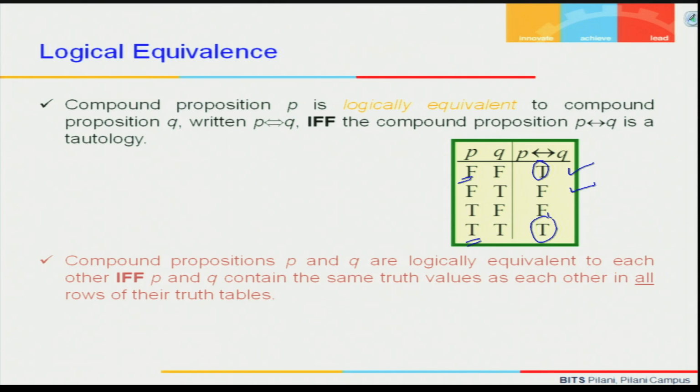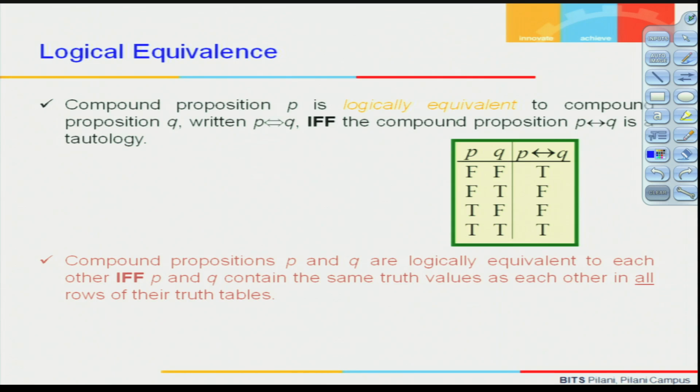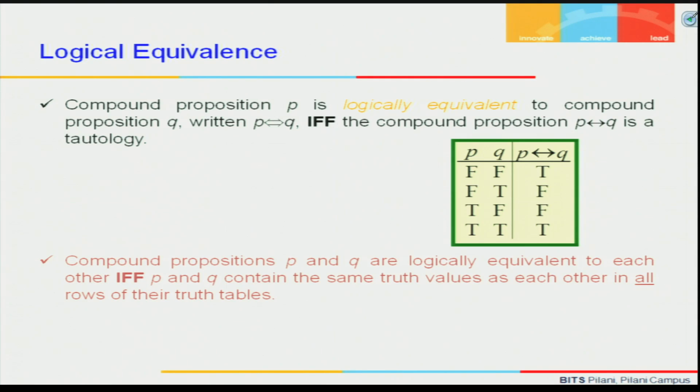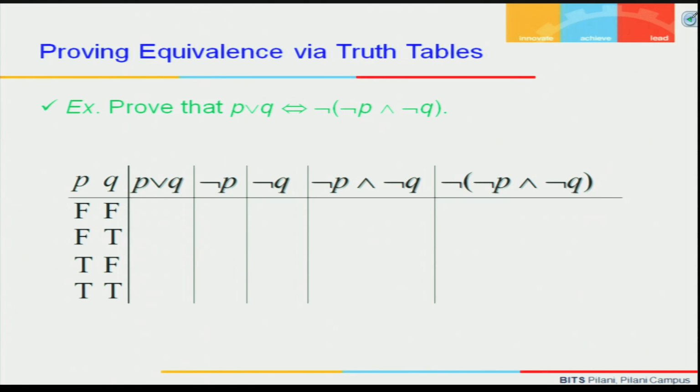Let us take this simple observation and take two compound statements and prove that they are logically equivalent. Let us take two compound statements: P union Q, that is P or Q, is logically equivalent to not P and not Q. Let us prove that these two compound statements are logically equivalent.